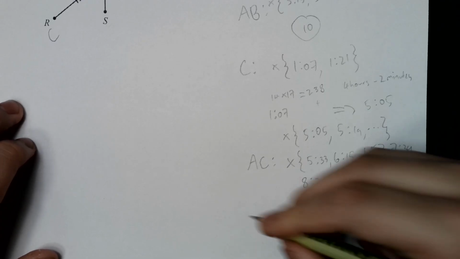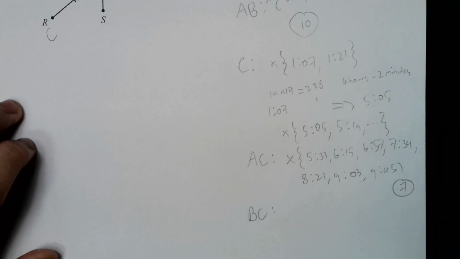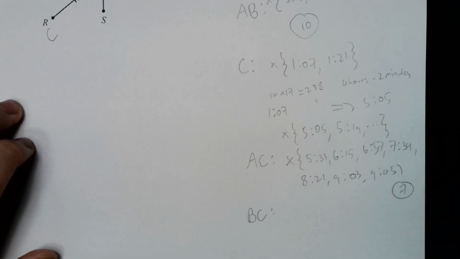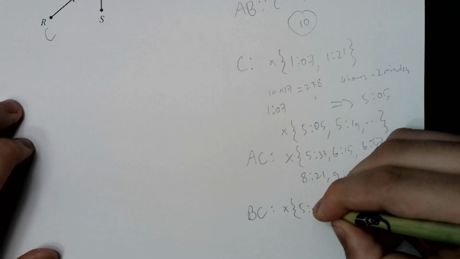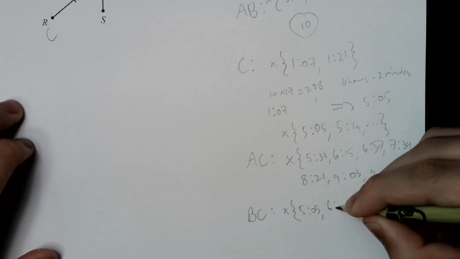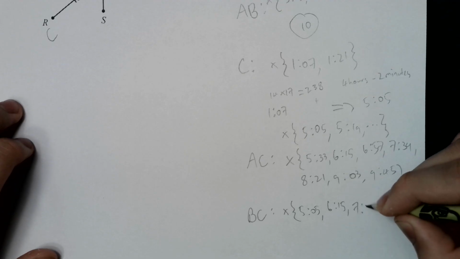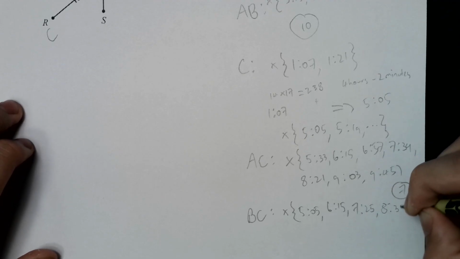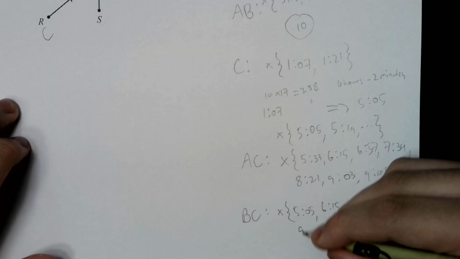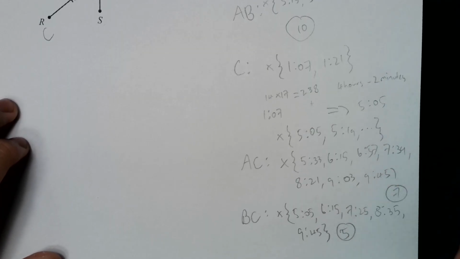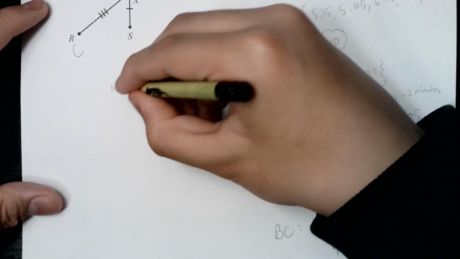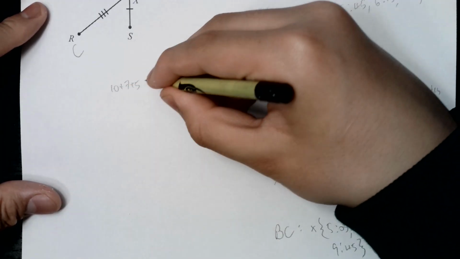And now we'll do the same exact thing, but for BC. For BC, we can see that the interval for B is going to be 10, and the interval for C is going to be 14. So the least common multiple between 10 and 14 is going to be 70. This means that our values of x are going to be, at the first one, 5:05, 6:15, 7:25, 8:35, 9:45, which is going to be 5 values. This means that in total we should have 10 plus 7 plus 5 values, which is 22.